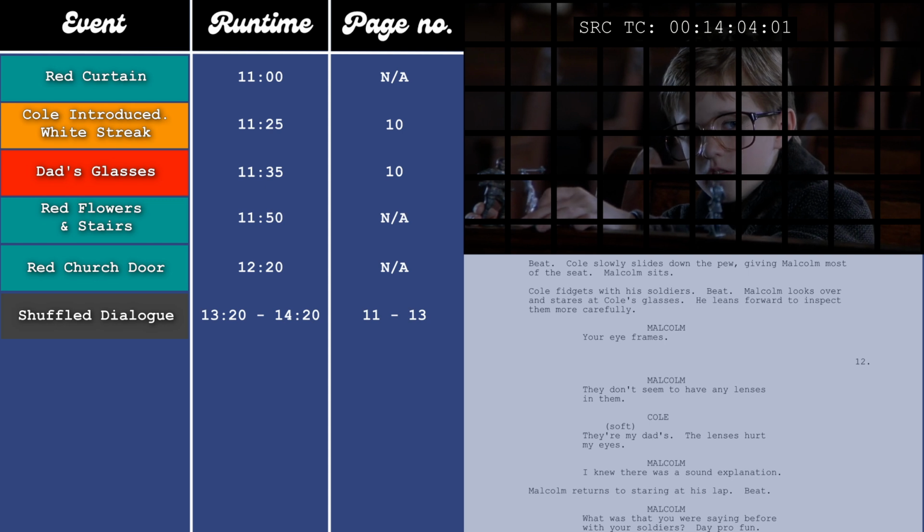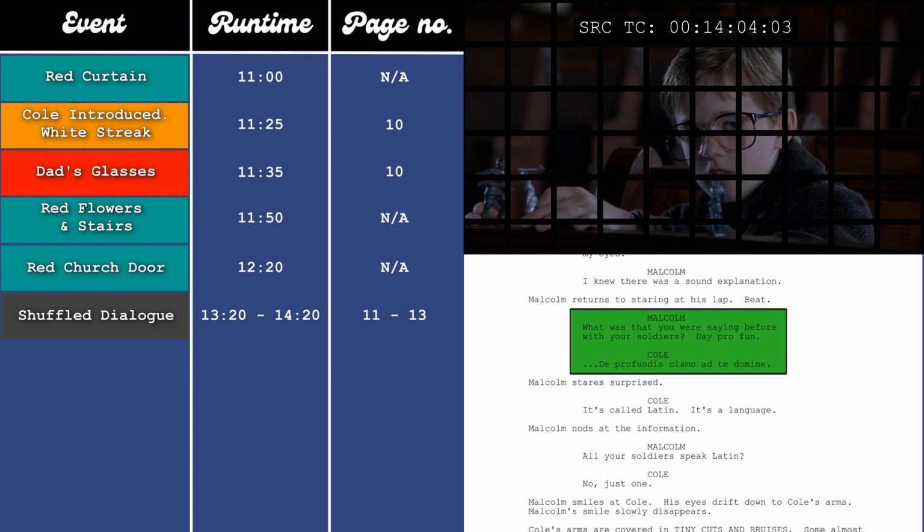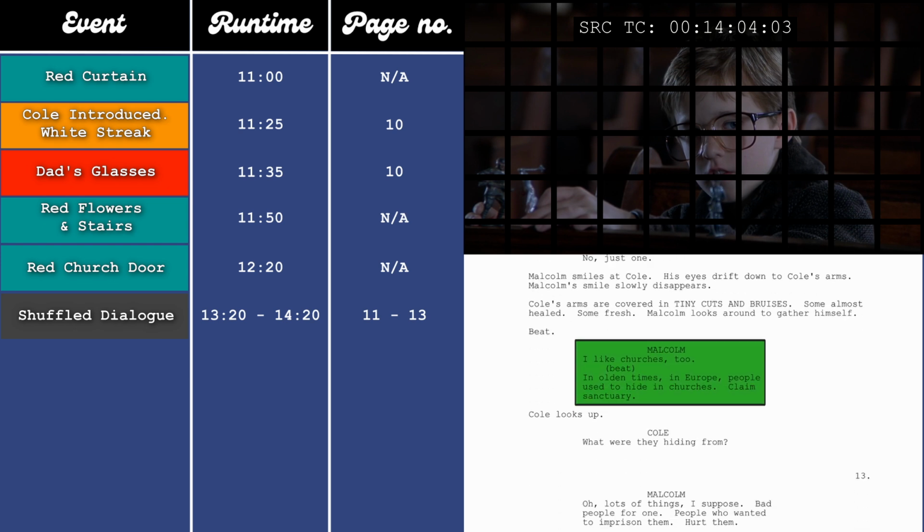Whereas in the script, they start off speaking about the glasses, then they move on to speaking about the figures and how one of them speaks Latin, and then Malcolm mentions about the church.